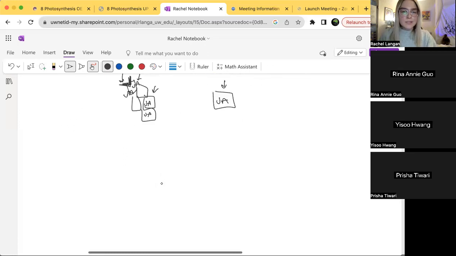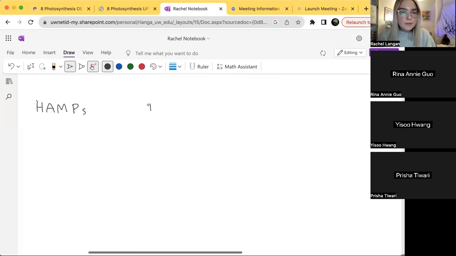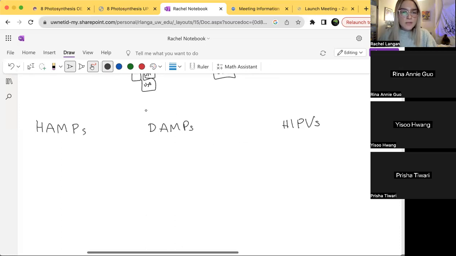So what are the three different signaling pathways? They are HAMPs, DAMPs, and HIPVs. So all of these happen when we have a little caterpillar that just chomps. When the caterpillar eats a part of the plant, all of these things get activated.